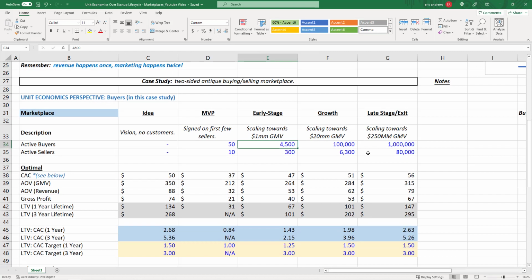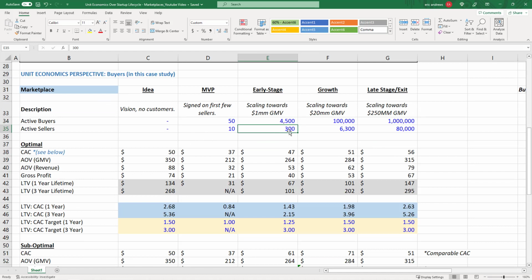So let's zoom out a little bit. Early stage. Now we've onboarded 300 sellers. You know, let's say this was, I don't know, during the pandemic and a lot of the antique stores were closed for a period of time. We said, hey, move your business online. And we had a boom of sellers come online. And all these buyers came to buy different things. And so now we're scaling towards GMV.